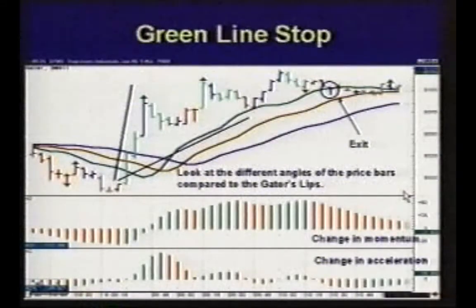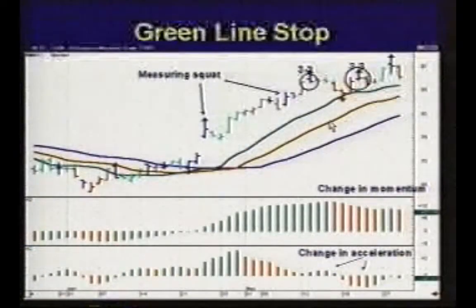But in this particular case, what I want you to notice is the difference of the angles between the price bars and the gator's lips. You will always want to use at least a green line stop when you have that drastic of a move away from them. Now in this instance, you had your fractal, you're in the market. Notice I pointed out measuring squats. You should know what they are by now.